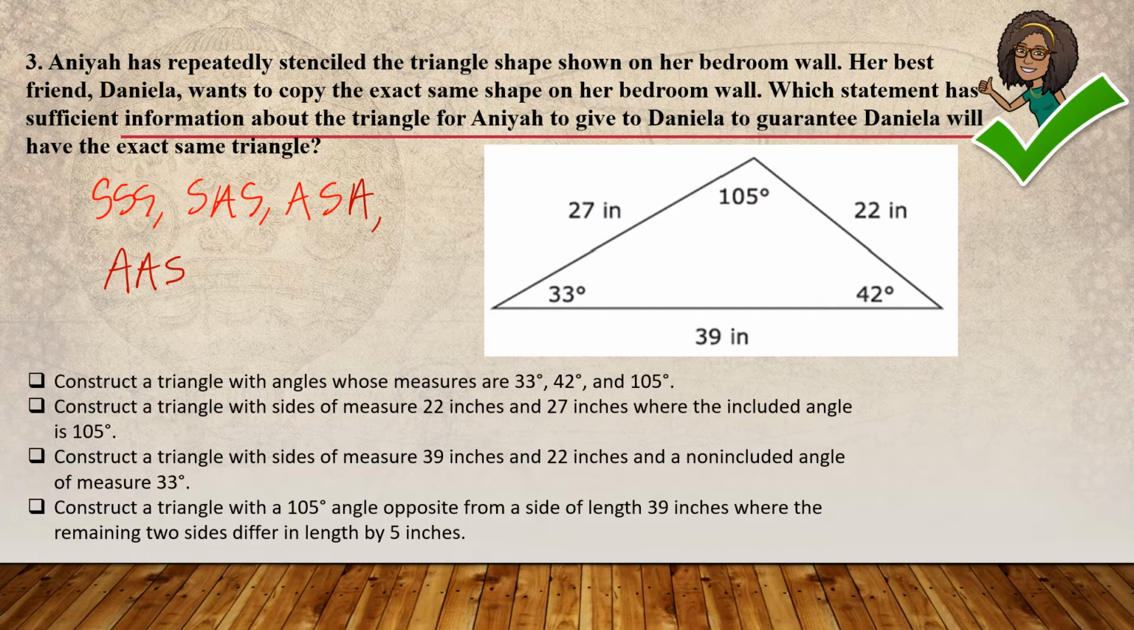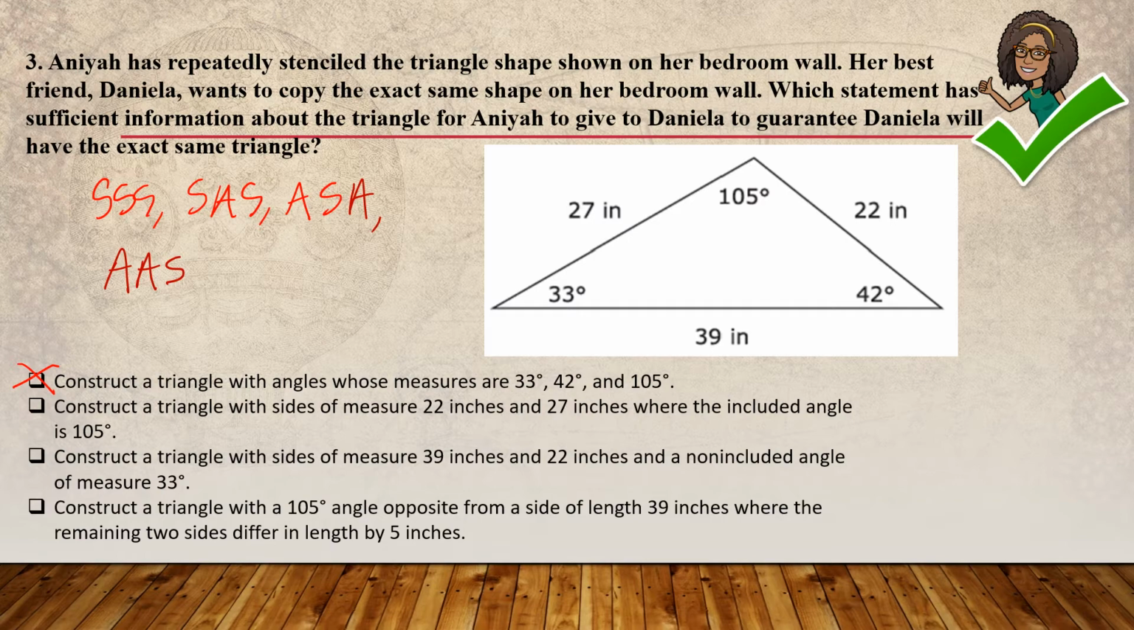All right. So as long as the copying of the triangle falls into one of these categories where we can show that we have some congruent sides along with some congruent angles to be congruent and corresponding, then it makes sense that we can go ahead and copy that triangle for what it is. All right, so the first one, construct a triangle with angles whose measures are 33, 42, and 105 degrees. Well, 3 angles of a triangle are not going to be sufficient enough information to show that the triangle is necessarily going to be congruent because it's missing some information about the sides. So we can't use that one.